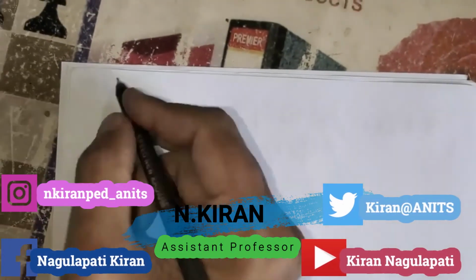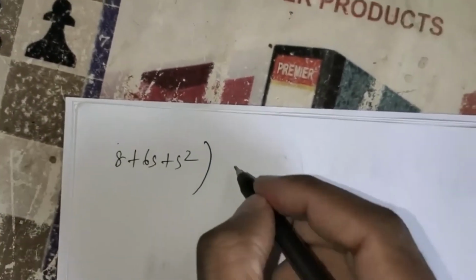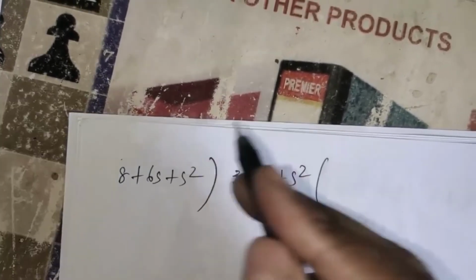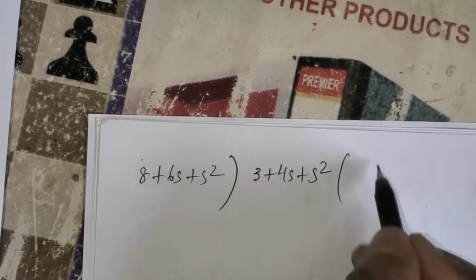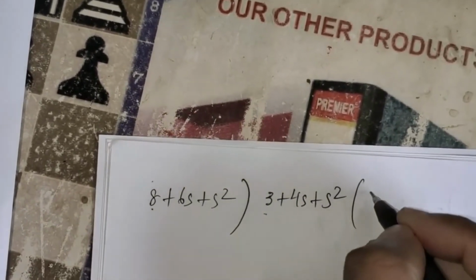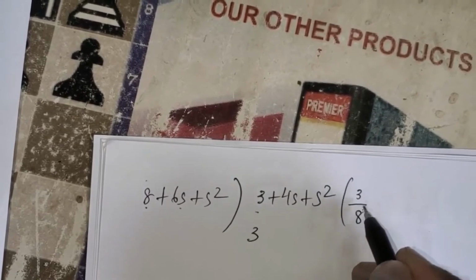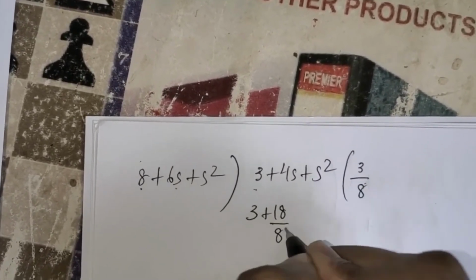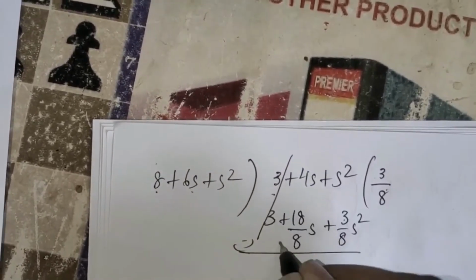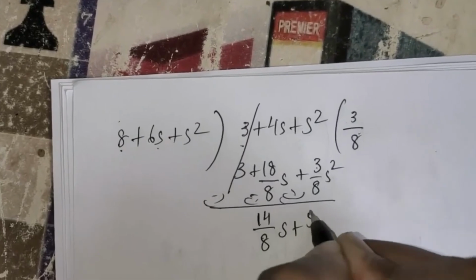So applying continued fraction, 8 plus 6s plus s square and 3 plus 4s plus s square. So the same concept: on multiplying by a term, we should cancel the first term. So I have 8 here, but I want 3 here, so I multiply by 3 by 8, which will give 3. So 6 into 3 by 8 gives 18 by 8 into s plus 3 by 8 s square. So cancel out the first term. Subtracting, it will give 14 by 8 s plus 5 by 8 s square.